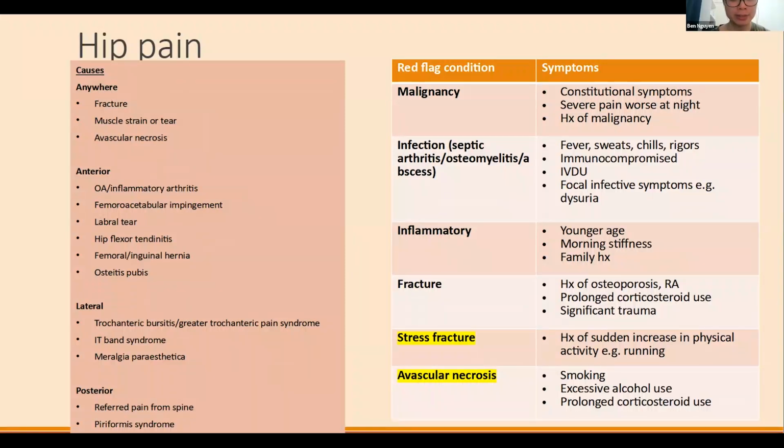Avascular necrosis is the other one as well. Some of the buzzwords are smoking, alcohol, and steroid use. So remember that I think the head of the femur has retrograde arterial supply, something like that.